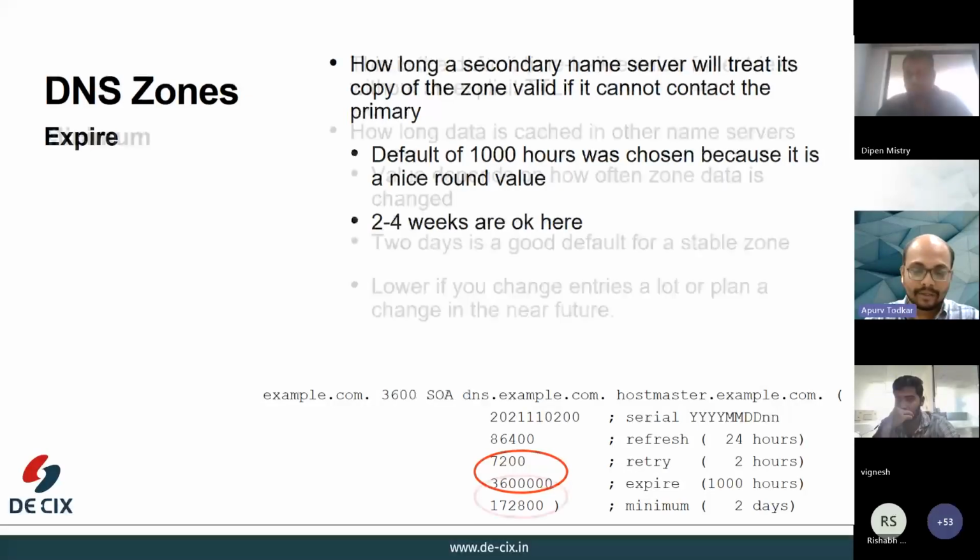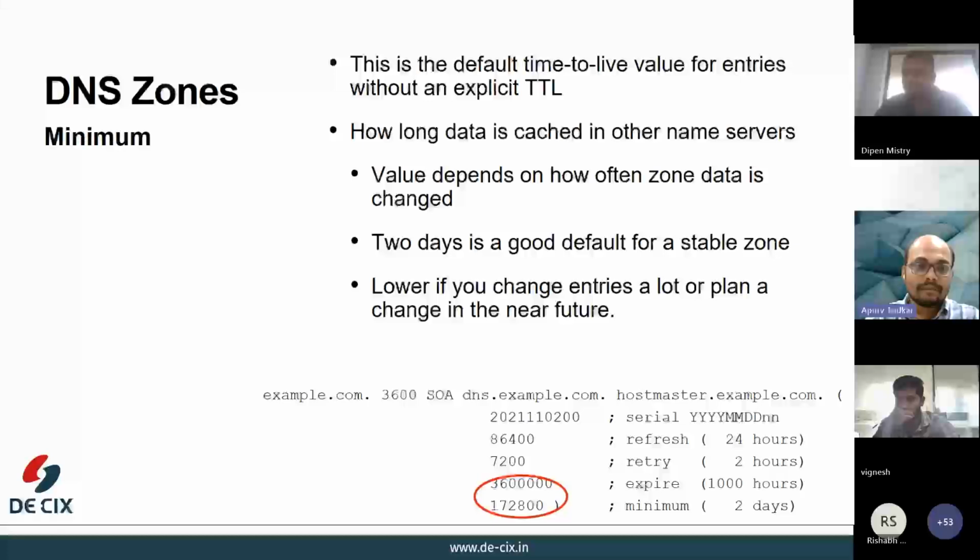Okay, so then the next column that we have is expire. Expire is also pertaining to the secondary name server: if it cannot contact the primary name server, the zone gets invalid. The default value is about 2 days, which has been kept here.